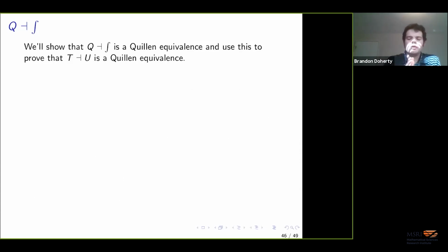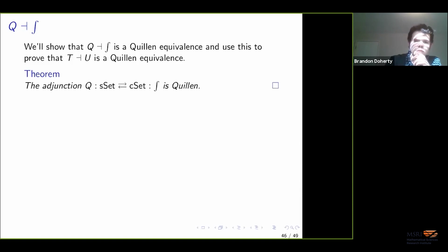Right, so our approach, our strategy, is going to be to show that this adjunction is a Quillen equivalence, Q and integral, and use that to prove that triangulation and its right adjoint form a Quillen equivalence. So the first thing we would need to establish is that the adjunction is a Quillen adjunction, Q and integral, and that's really not hard to show.